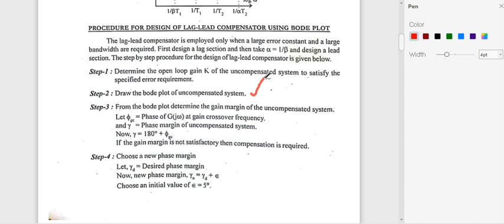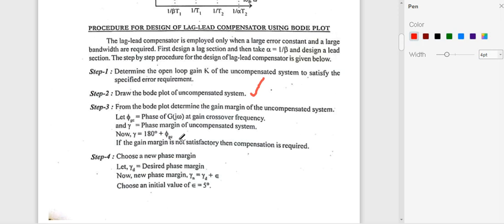In the case of the uncompensated system, we find the gain crossover frequency, phase crossover frequency, gain margin and phase margin. If the uncompensated system does not satisfy the required specification, we need to design a compensator. The phase margin is equal to 180 plus phi GC. If both phase margin and gain margin do not achieve the required specification, we need to design a lag-lead compensator.